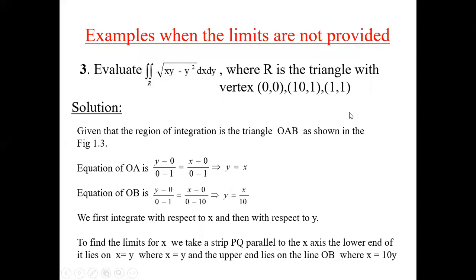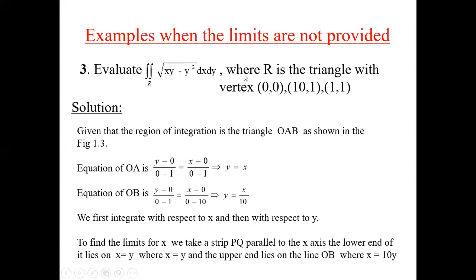Then in the next example, that is example 3, we'll see an example again where the limits are not provided but the region is provided. Now evaluate the double integral square root of xy minus y square dx dy, where R is the triangle with vertices 0 0, 10 1, 1 1.